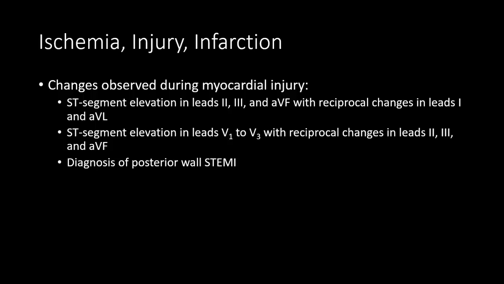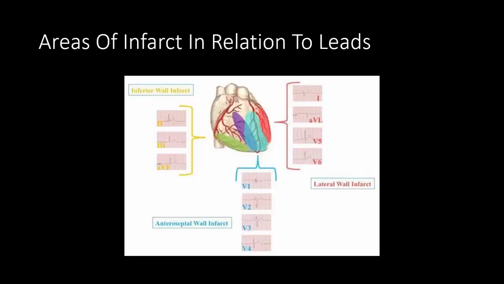Now, this image here is areas of infarct in relation to the leads. So 2, 3, and aVF, that's going to be inferior wall. V1 and V2, that's going to be septal especially, and then V3 and V4, that's anterior wall, and then V5 and V6, that's low lateral, and 1 and aVL, that is high lateral.